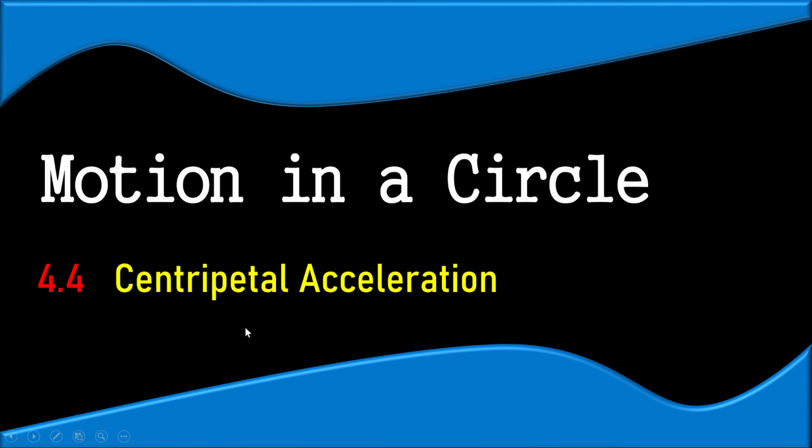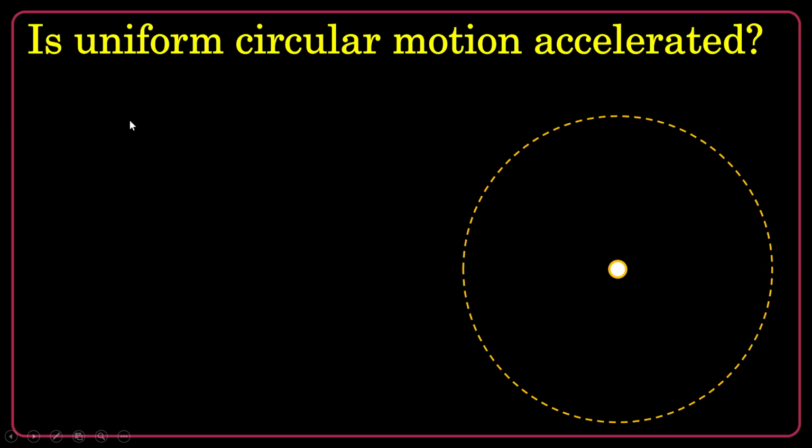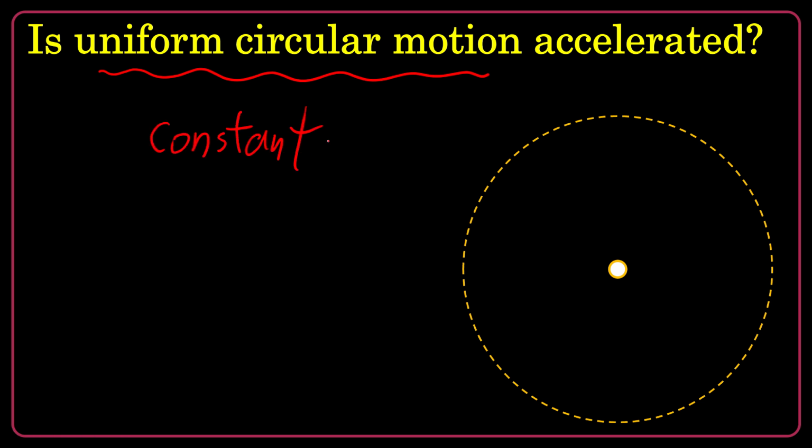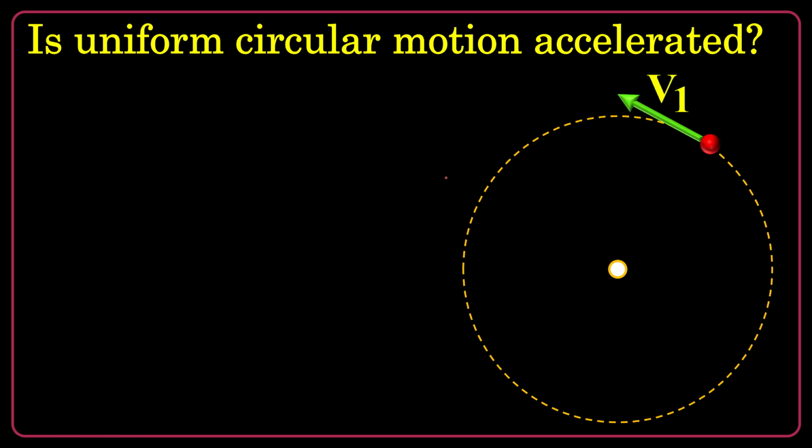In this video, I'm going to concentrate on centripetal acceleration, the acceleration of an object due to circular motion. A very basic question: is uniform circular motion accelerated? When I say uniform circular motion, I mean the object has constant speed. Is it accelerated or not? Let's check it. At this point, let's say it's the moment t1.